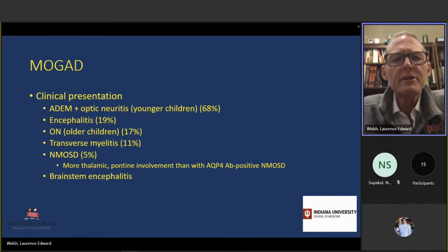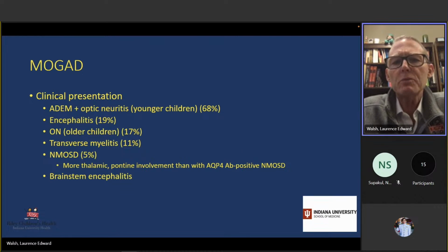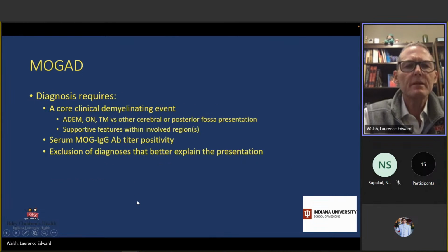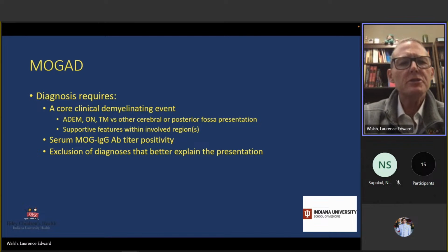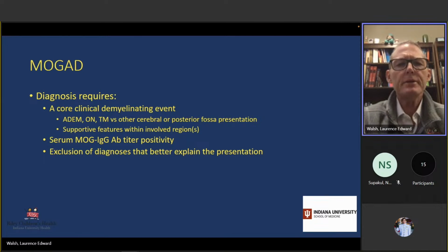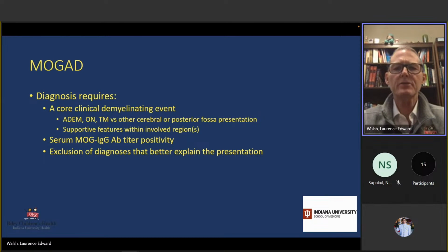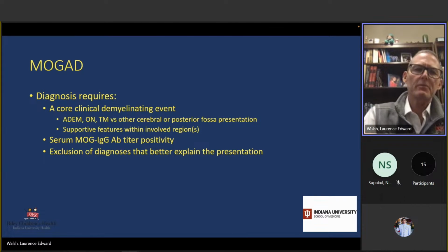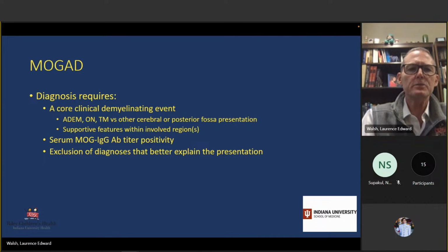So clinical presentation, basically you could have an ADEM picture plus optic neuritis, and some version of this is probably, especially in younger children, the biggest group, but then you could have isolated encephalitis or these other parts. How do you make a diagnosis? You have to have a core clinical demyelinating event, and for this, an ADEM picture, optic neuritis, or transverse myelitis are really the core demyelinating events that we want to see. The other things like the cerebral forms or the posterior fossa are less specific.